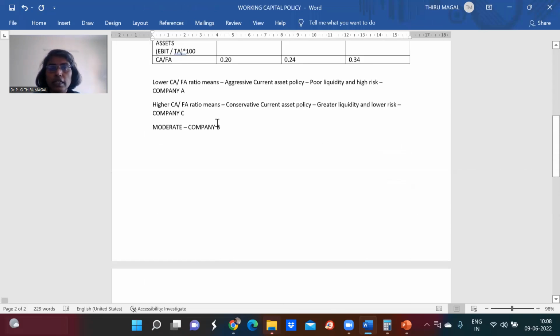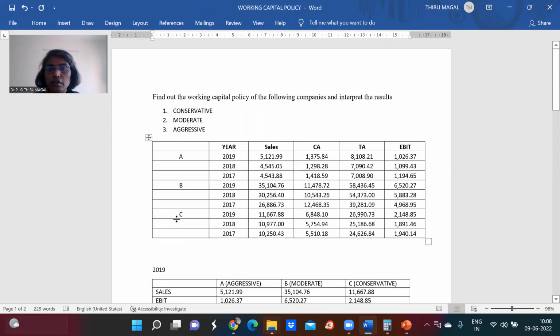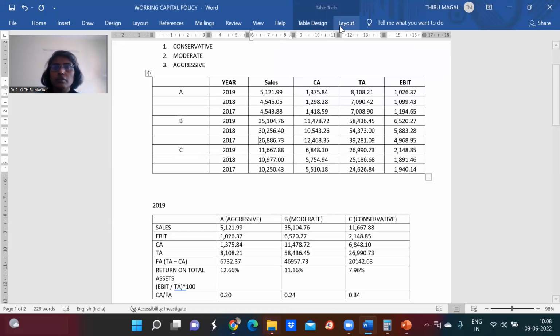So now we have calculated 2018 and 2019. In a similar way, we have to identify for 2017 for all three companies and find out which type of working capital policy each company has.